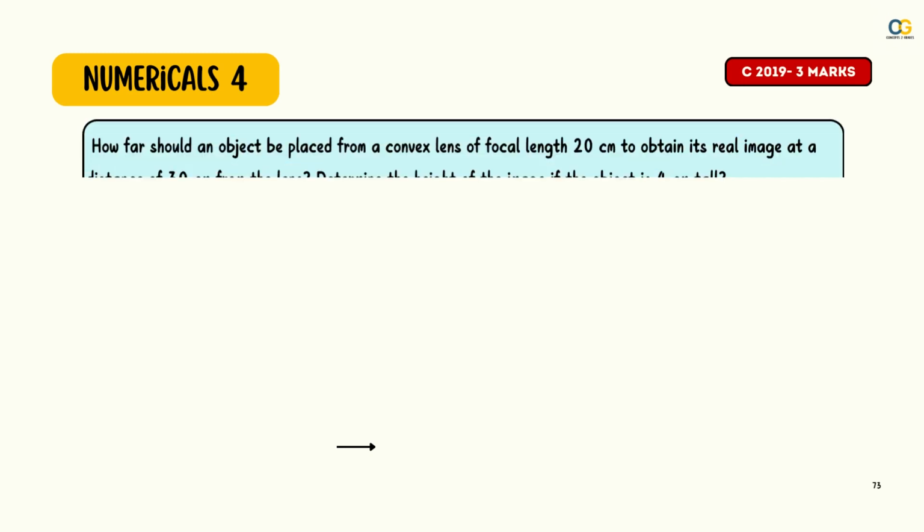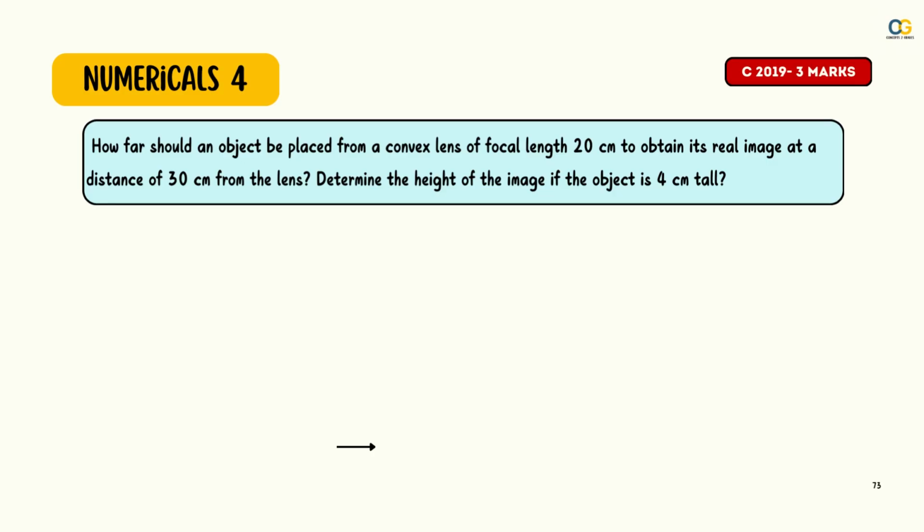Let us solve a numerical on this to understand these better. This question was asked in the Central paper for 2009 for 3 marks: how far should an object be placed from a convex lens of focal length 20 centimeters to obtain a real image at a distance of 30 centimeters from the lens? Determine the height of the image if the object is 4 centimeters tall.